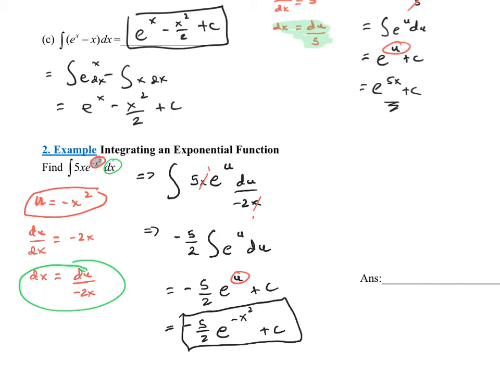As always, we want to double check our answer. The derivative of negative 5/2 e to the negative x squared would be negative 5/2 e to the negative x squared, but then you'd need to multiply, using the chain rule, by negative 2x. The negatives would cancel, the 2s would cancel, and you'd be left with 5x e to the negative x squared. And that is the original problem, so that is the right answer.